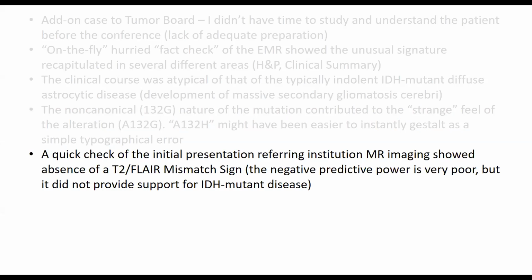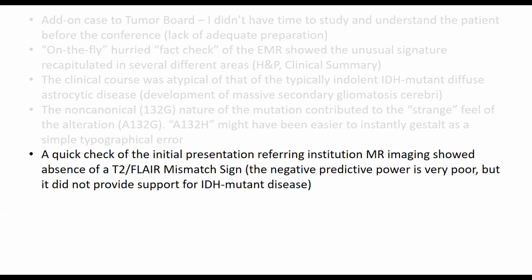I minimized the conference. I'm going through the clinical record, trying to figure out what's going on. I went back to the initial referring institution imaging study, pre-operative, pre-treatment, and there was no T2 FLAIR mismatch sign. Now, that doesn't mean that it's not IDH mutant. Because the negative predictive power is lousy, it just means that it was not an instant confirmation that it was IDH mutant disease.